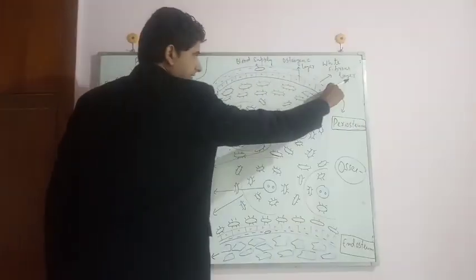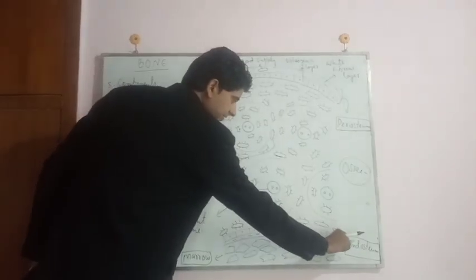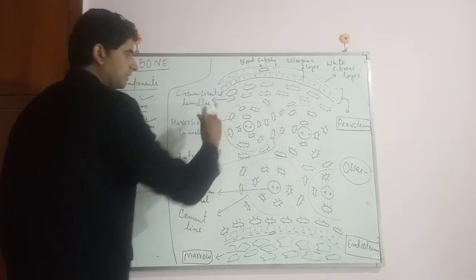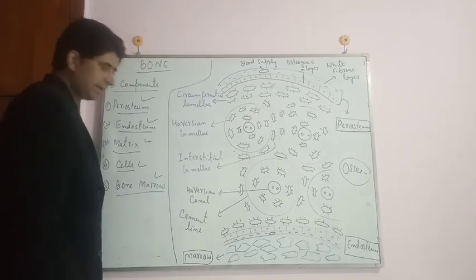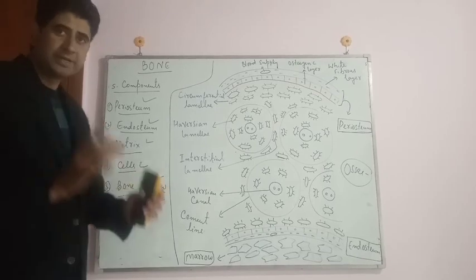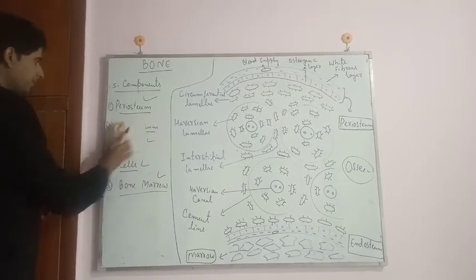So this is the periosteum. This one is the endosteum. This one is the matrix, whole matrix. और इसी के अंदर यहाँ पे होते हैं cells and finally the bone marrow. Now let us study them one by one. So first of all, the periosteum.